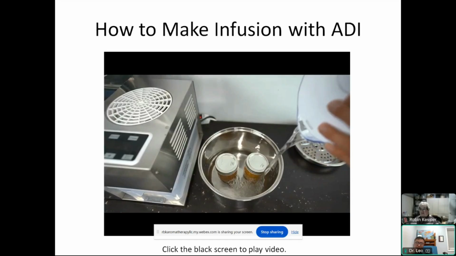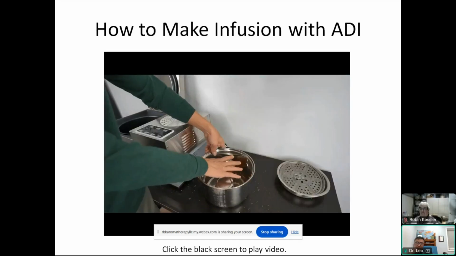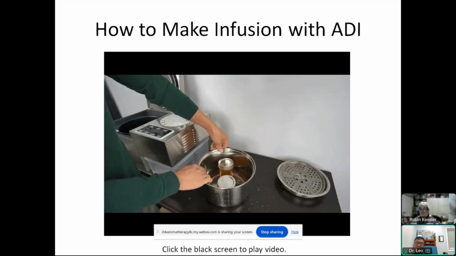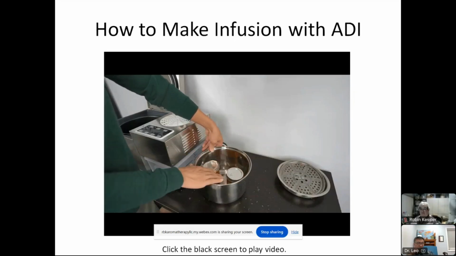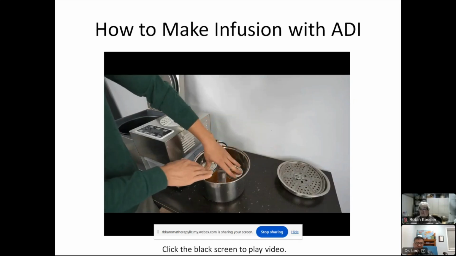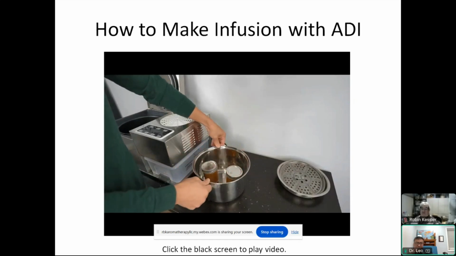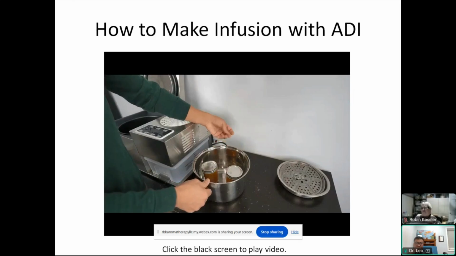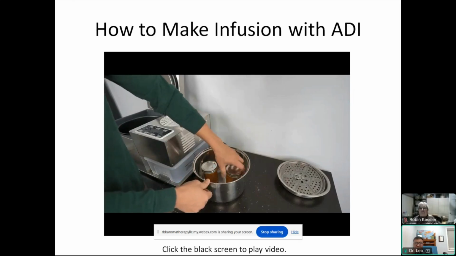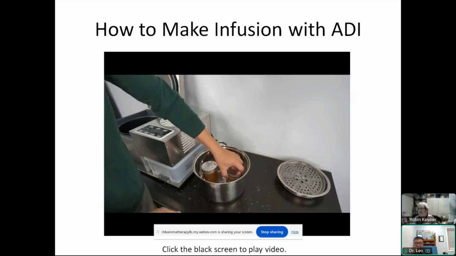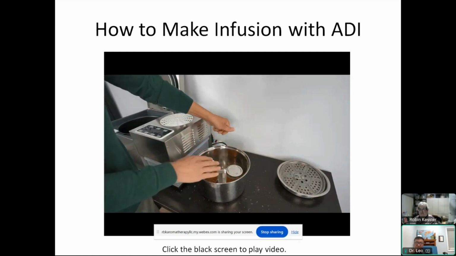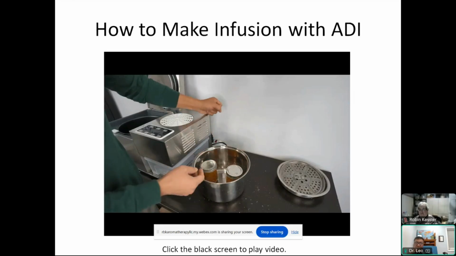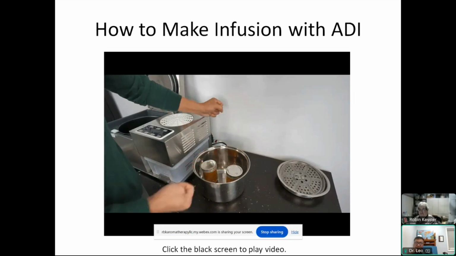The other way is a direct infusion. You can add everything in the pot. If you want to make a large quantity, 1 liter, 2 liters, you can just directly add it in the pot. But for regular personal use or even just for shop use, I highly recommend you do this water bath method. So you can make multiple batches in one run, and also you can always use the fresh infusion.